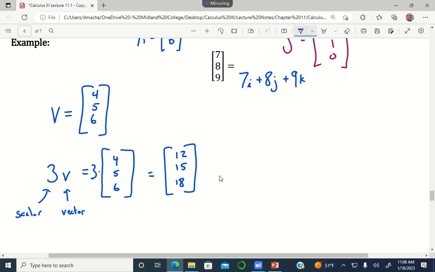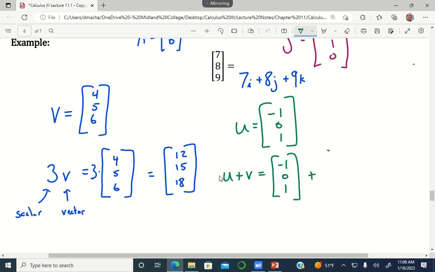Another thing I skipped over last time is if you see this, say I have a vector u and I have this vector v. If I ask you what is u plus v, that would be negative 1, 0, 1 plus 4, 5, 6. And so then we just go entry-wise down the vector. We say negative 1 plus 4 is 3, 0 plus 5 is 5, 1 plus 6 is 7. And so the vector u plus v is going to be that vector 3, 5, 7. So vector addition hopefully works exactly how you think it would work, element-wise.